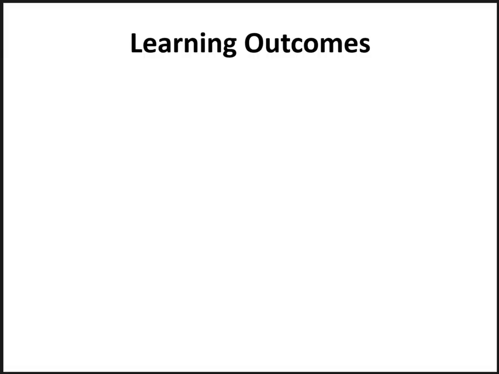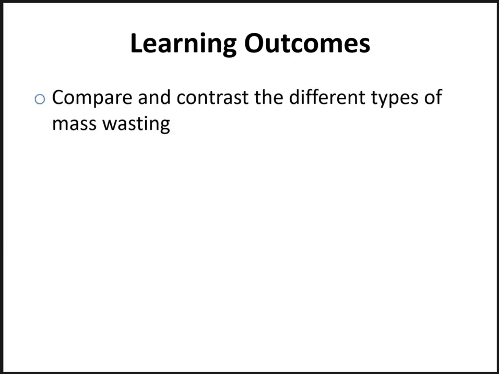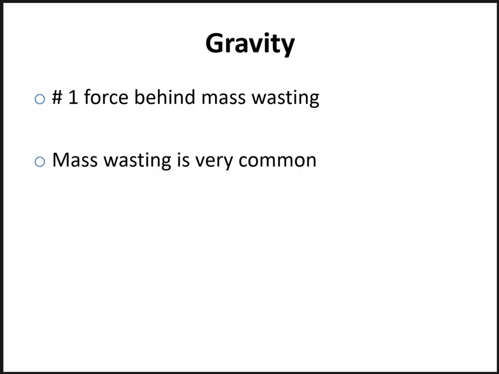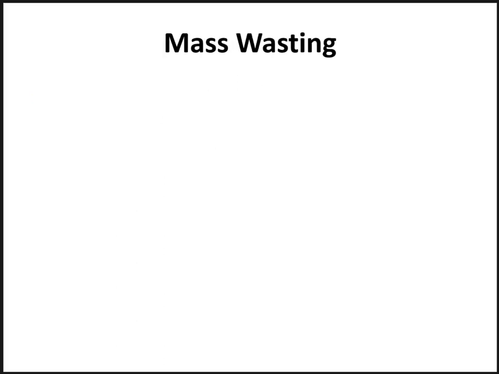The learning outcome for this lecture is that you should be able to compare and contrast the different types of mass wasting. As stated before, mass wasting is the process whereby weathered material is moved a relatively short distance downslope under the direct influence of gravity. So gravity is the number one force behind mass wasting, also referred to as erosion. It is quite common, especially in areas with lots of precipitation. Mass wasting is also referred to as mass movement.